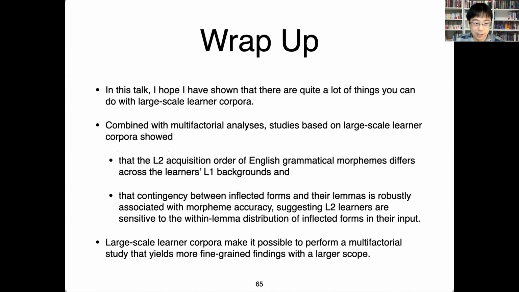So in this talk, I hope I have shown that there are quite a lot of things you can do with large-scale learner corpora. Combined with multifactorial analysis, studies based on large-scale learner corpora showed that the L2 acquisition order of English grammatical morphemes differs across learners' L1 backgrounds, and that contingency between inflected forms and their lemmas is robustly associated with morpheme accuracy, suggesting that L2 learners are sensitive to the within-lemma distribution of inflected forms in their input. Large-scale learner corpora make it possible to perform a multifactorial analysis that yields more fine-grained findings with a larger scope. All right, that's it, thanks.